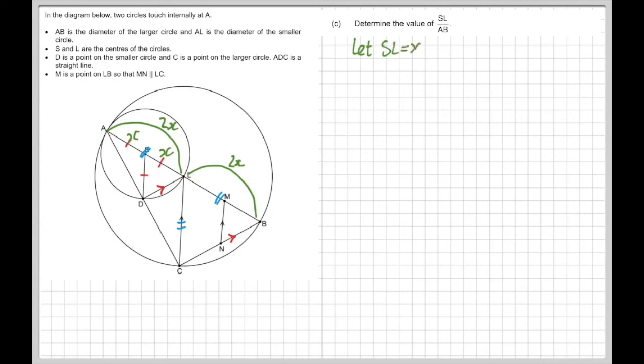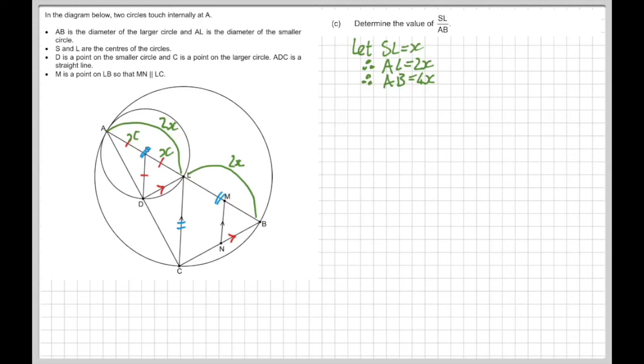But let's quickly write this down for the examiner. Let's say to them, let SL be X. Remember, if it's not given to you, then rather write it down for them. Then AL is 2X because it's a diameter. And therefore AB is 4X because that is again the diameter of the big circle.